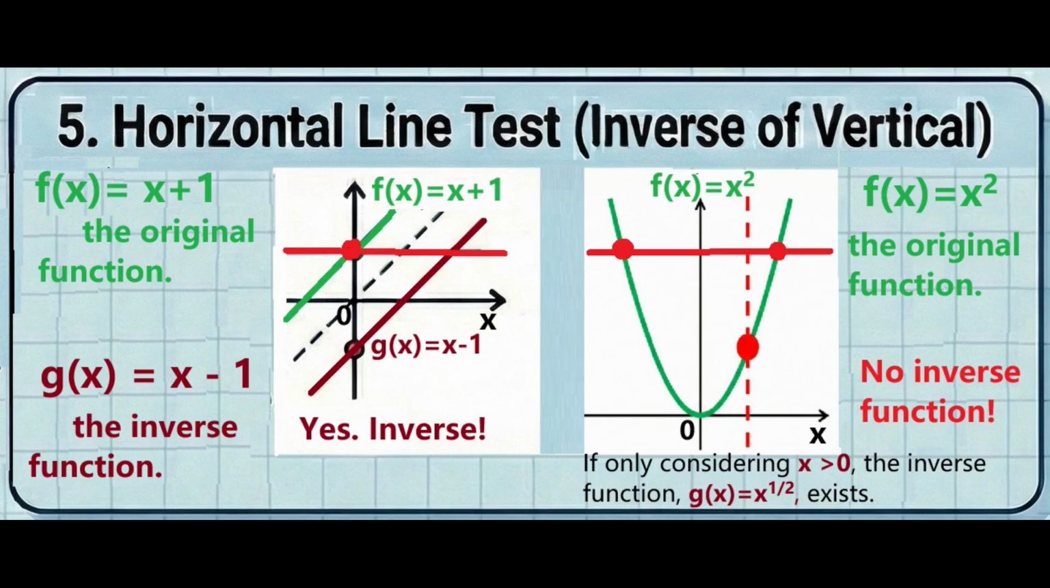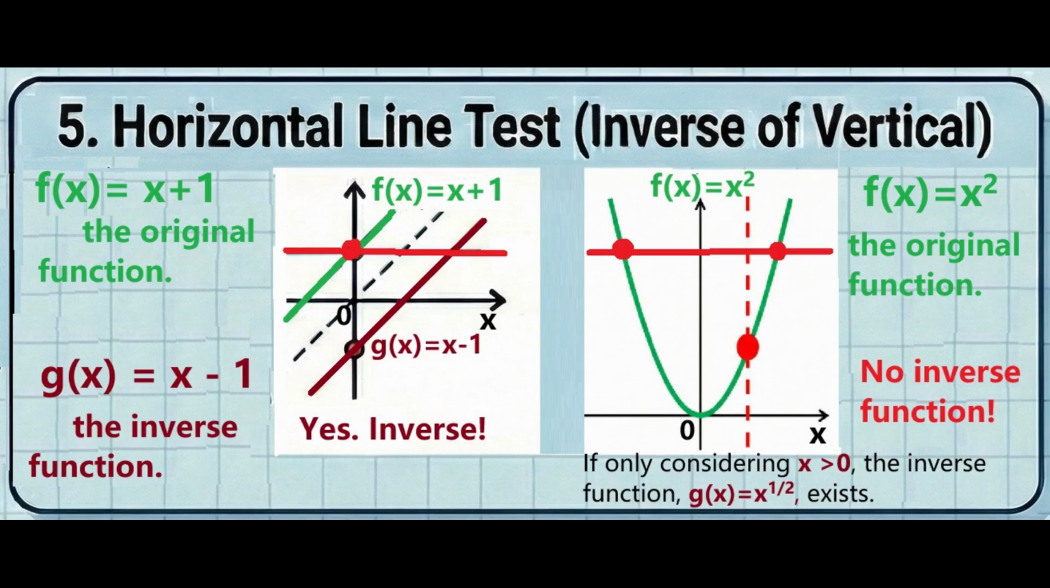This is the horizontal line test, which tells us whether a function has an inverse. Start with a simple function, f(x) equals x plus 1. Any horizontal line hits the graph only once, so it passes, an inverse exists. That inverse function is g(x) equals x minus 1.